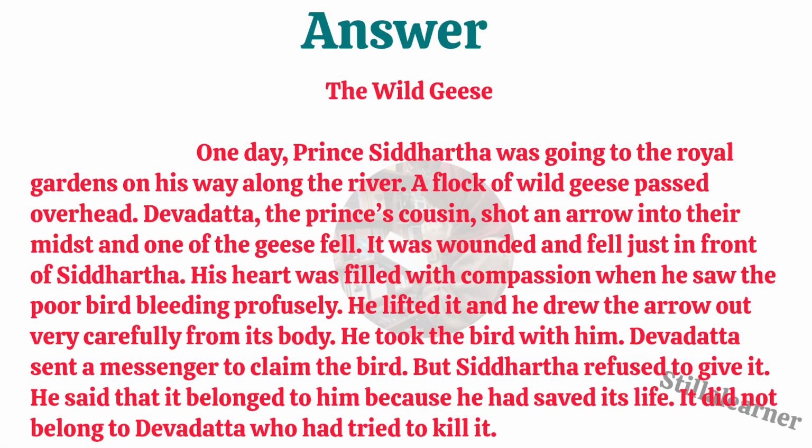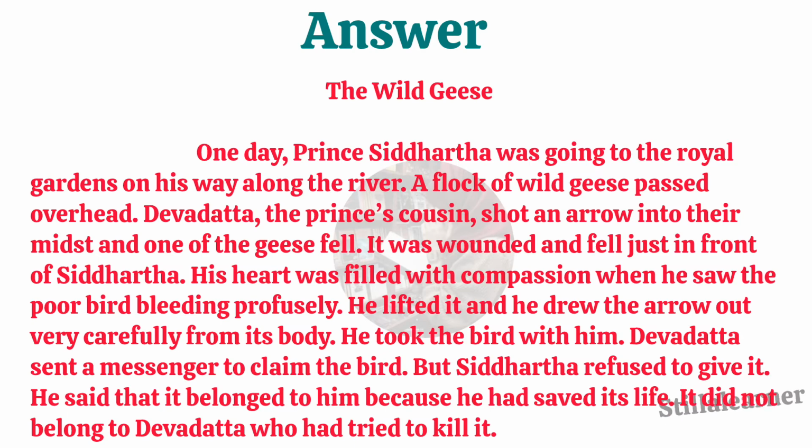The Wild Geese, which is the title. One day, Prince Siddhartha was going to the royal gardens on his way along the river. A flock of wild geese passed overhead. Devadatta, the prince's cousin, shot an arrow into their midst, and one of the geese fell. It was wounded and fell just in front of Siddhartha. His heart was filled with compassion when he saw the poor bird bleeding profusely. He lifted it and he drove the arrow out very carefully from its body.